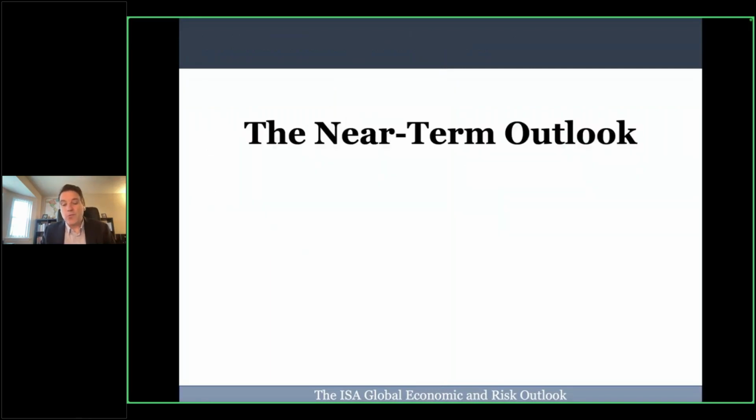What I want to talk about now is where we're going. And we're going to talk about first where we're going both this year and over the next couple of years. So the near term outlook. And by near term, I mean really from now until the end of 2026. So just over 2.5 years.